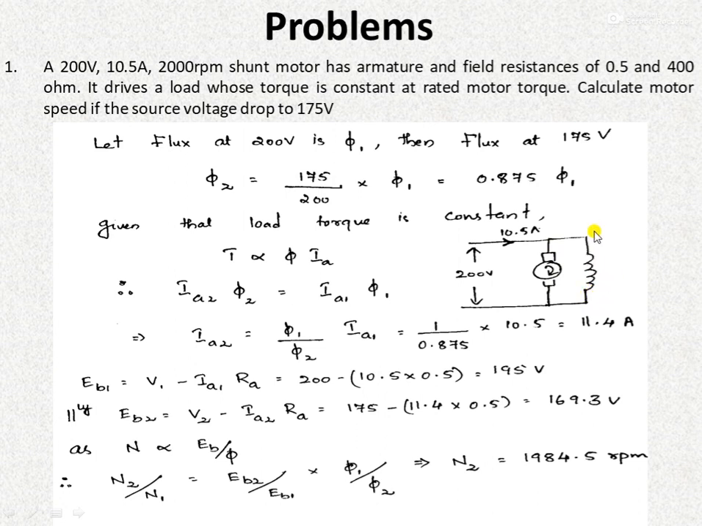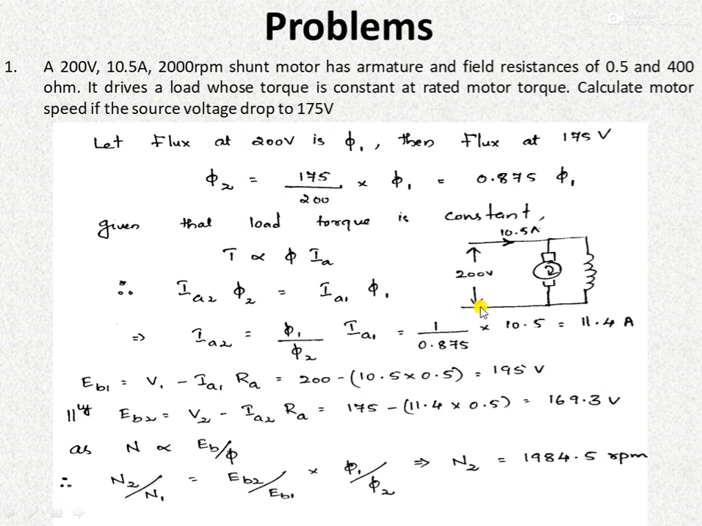We are not taking this into consideration. Usually it is of very small value, so we are not taking it into consideration here. So we can say that the current flowing through the armature is the same as the current taken from the supply, that is 10.5 ampere when we are provided with the 200 volt.